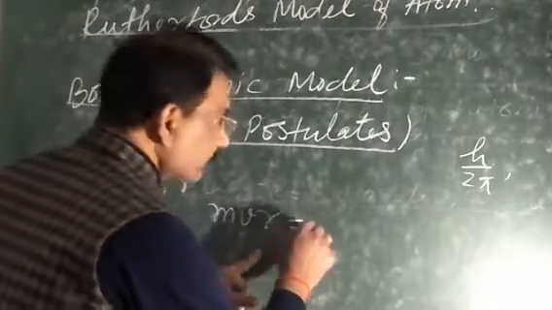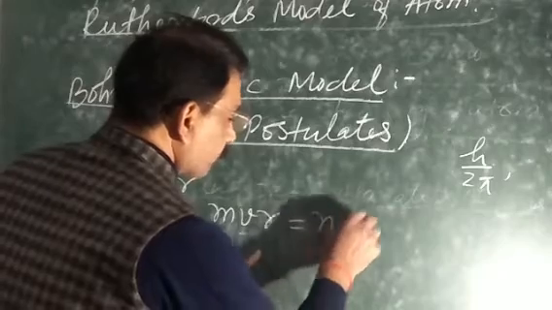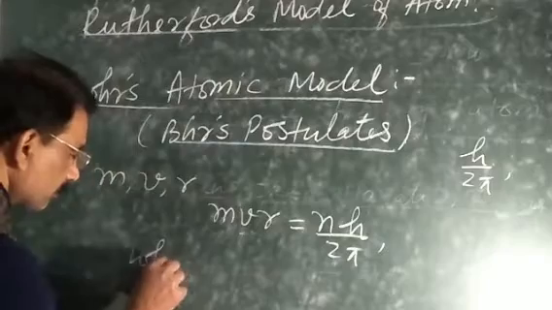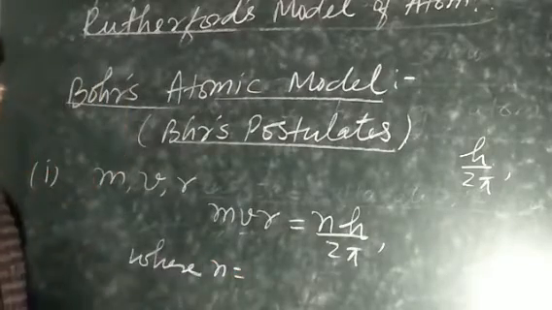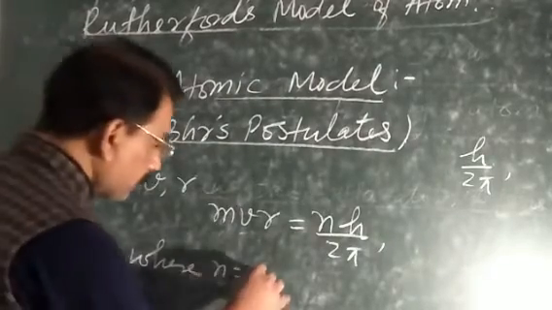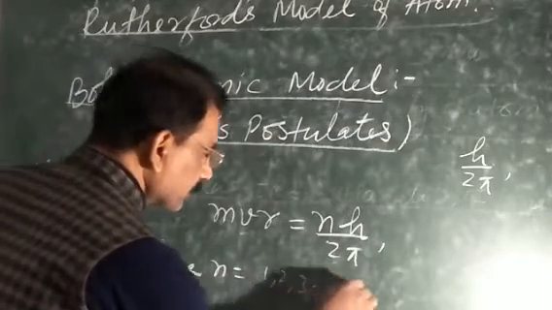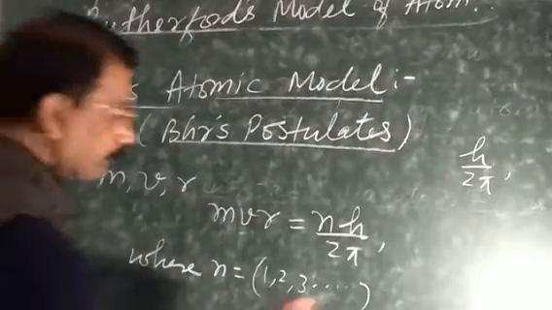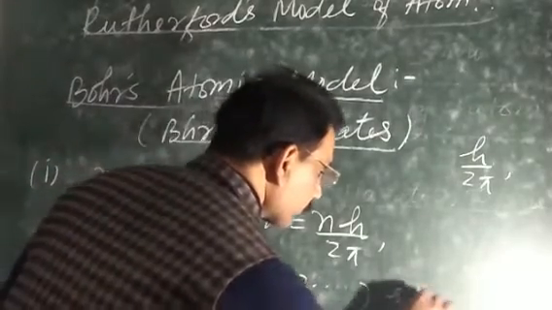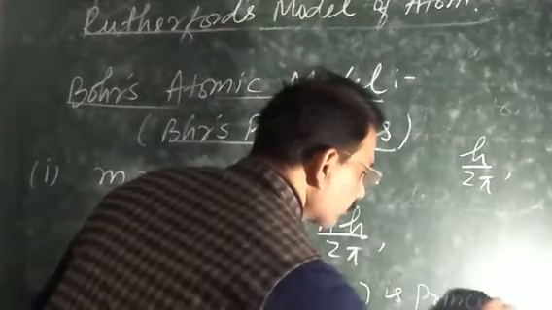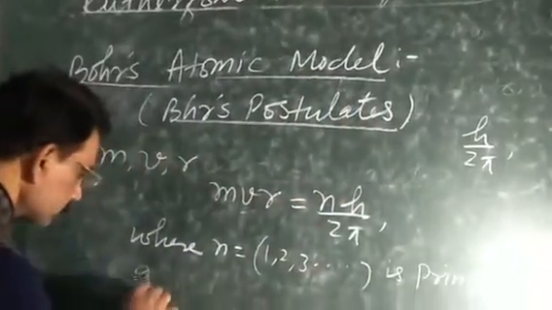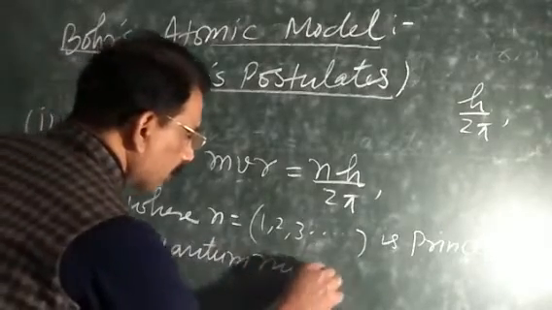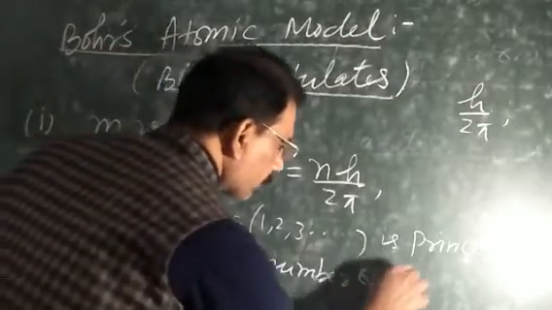which is equal to integral multiple of h upon 2 pi, means n h upon 2 pi, where n is an integer, so n is equal to 1, 2, 3, and this n is called the principal quantum number of the orbit.